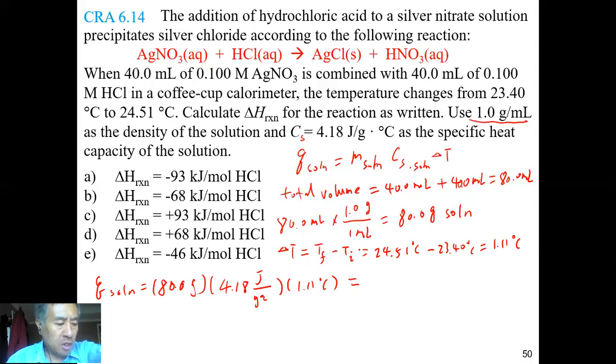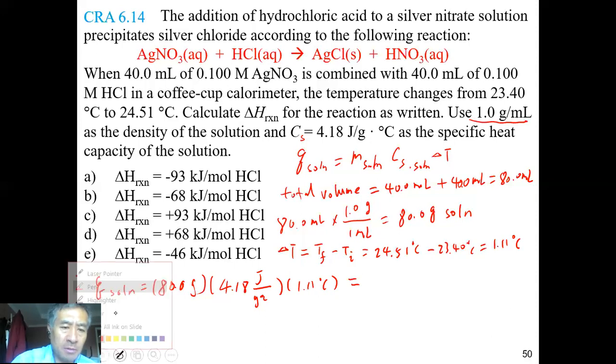So therefore, we can say our Q solution is probably equal to those numbers multiplied. And so we will keep it that way. Let me just check the cancellation of the units and see what we get. Gram cancels out, Celsius cancels out, and we get joules.